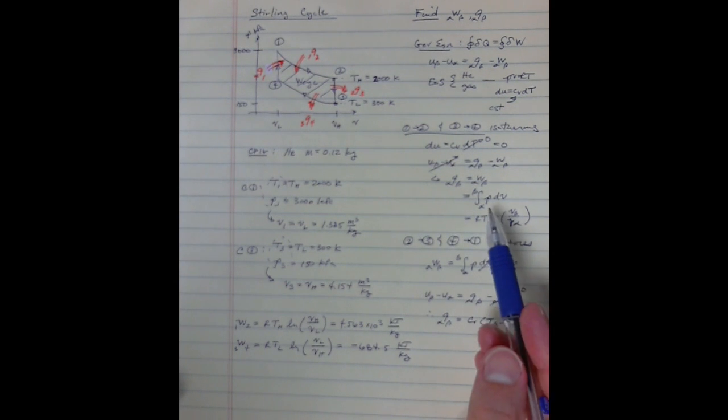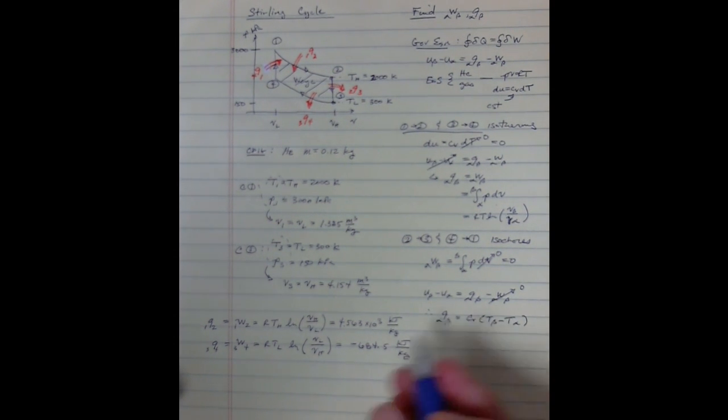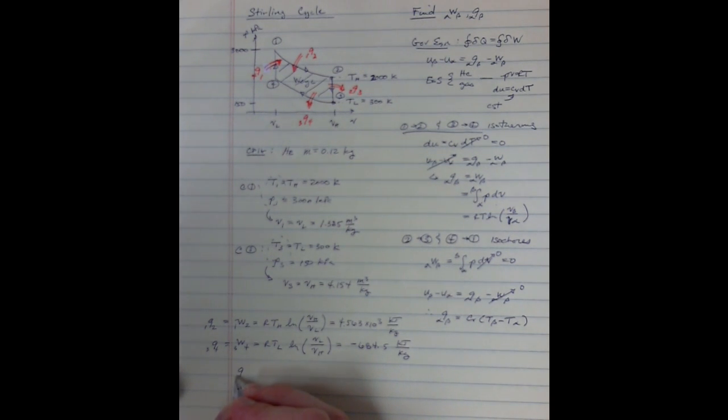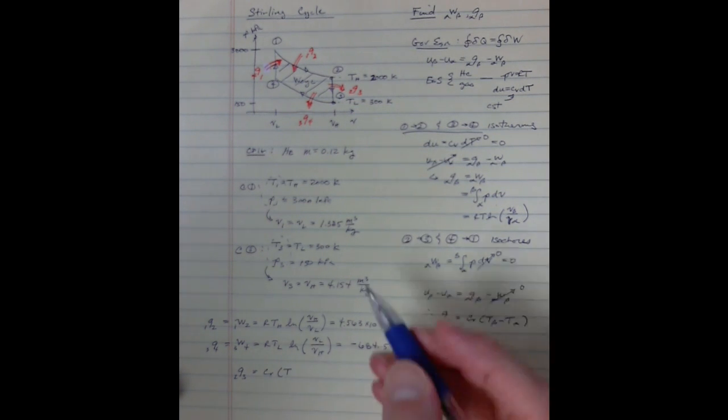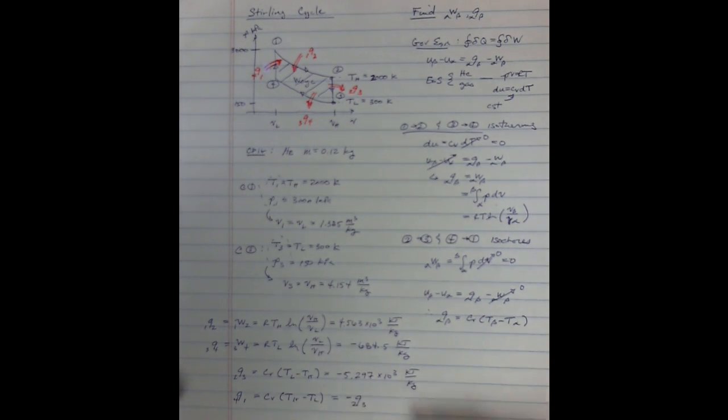We can find the heat transfer, so that's just finding these values for work and heat transfer. So of course these heat transfers are also known. These are Q1 to 2 and Q3 to 4. Then we find our heat transfer from 2 to 3 and 4 to 1. Q2 to 3 is just going to be Cv times (TL minus TH), which in this case was minus 5.297 times 10 to the third kilojoules per kilogram. And Q4 to 1 will be the exact opposite, won't it? So this is going to be minus Q2 to 3, I suppose, is the easiest way to write it down.